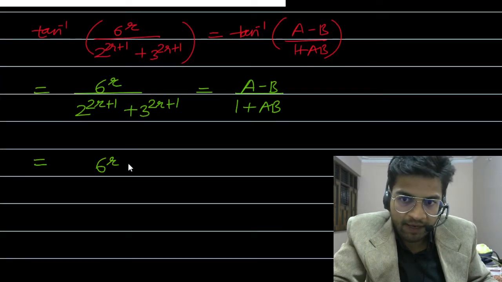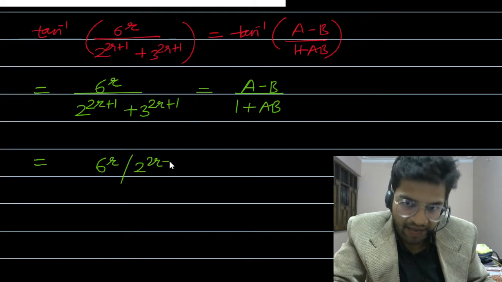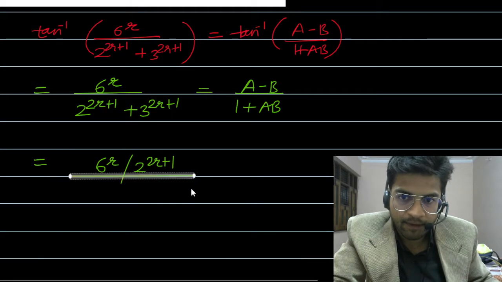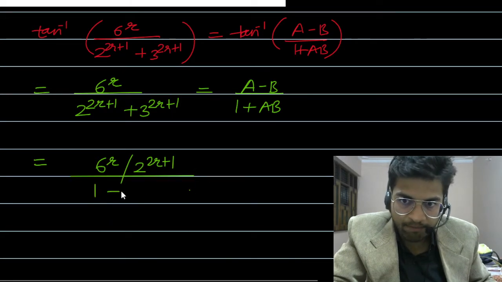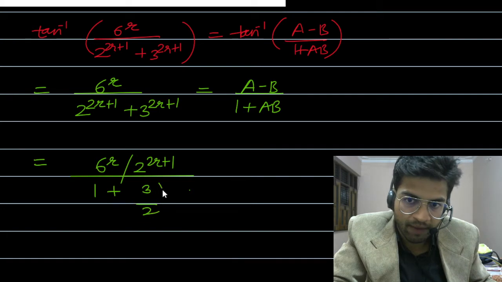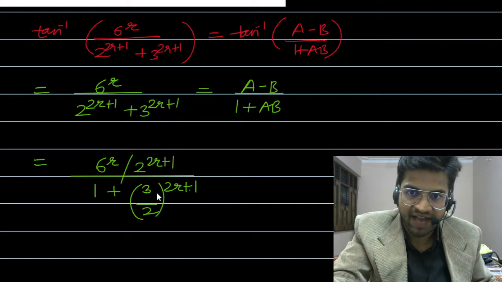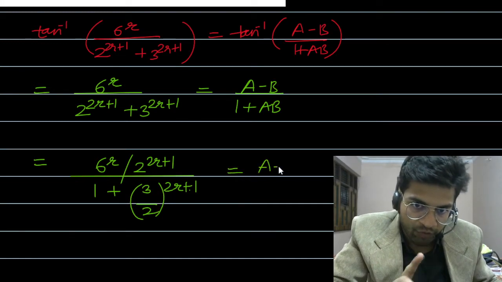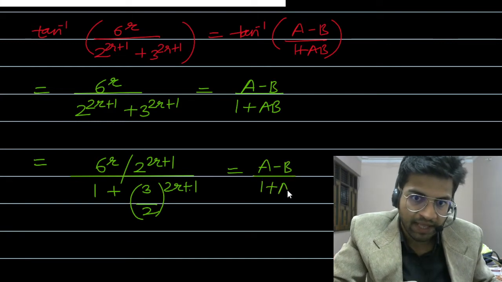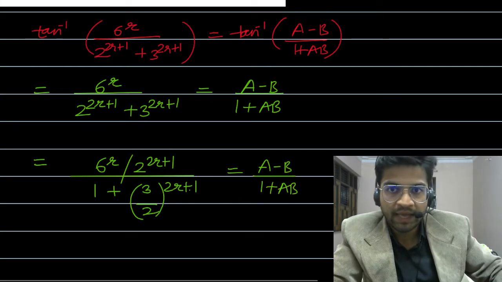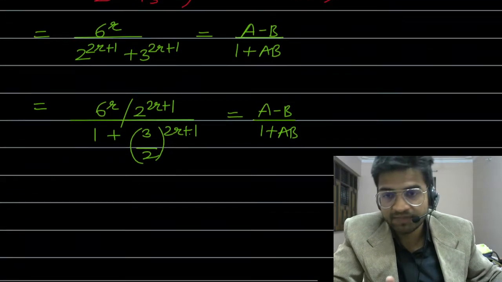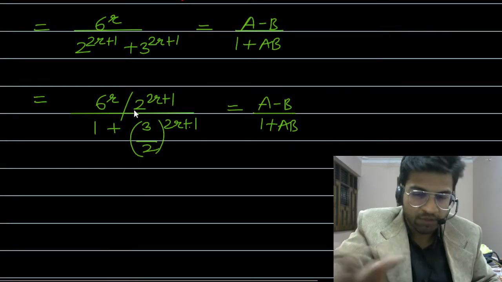6 to the power r upon 2 to the power 2r plus 1, I will simplify this in the next step, upon 1 plus 3 by 2 to the power 2r plus 1. I hope you are getting this. Powers are the same, bases are different. That's why I have written it as 3 by 2 to the power 2r plus 1. And we have to compare and contrast: ab should be equal to this 3 by 2 to the power 2r plus 1, and a minus b should be equal to this numerator, but let us also simplify this numerator.